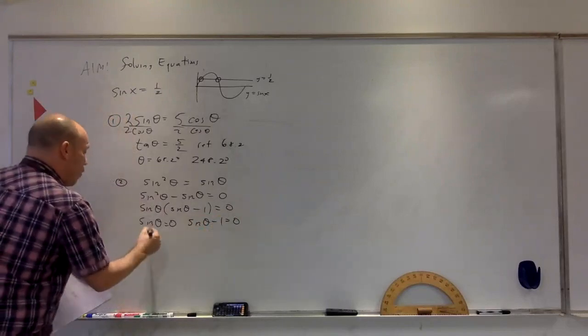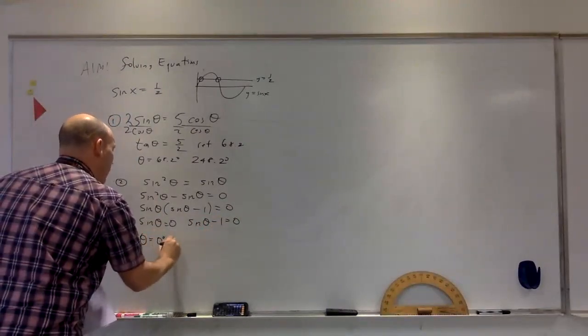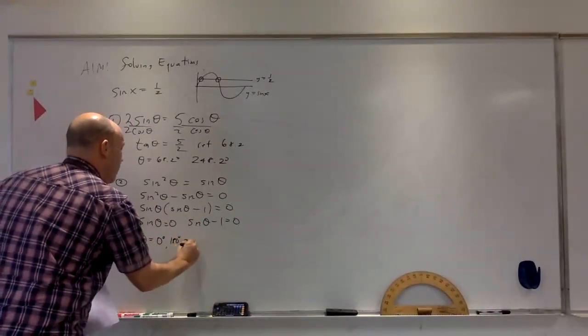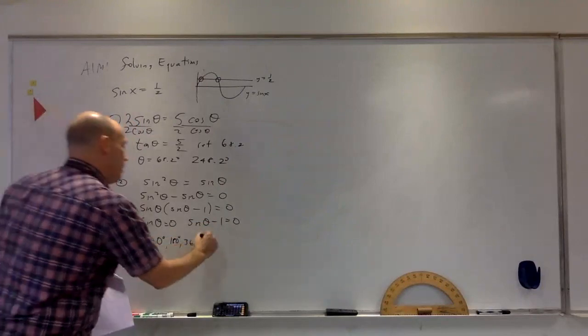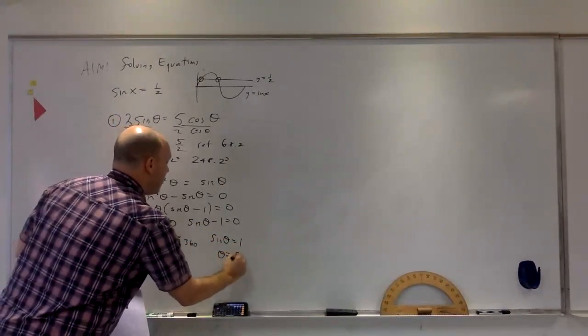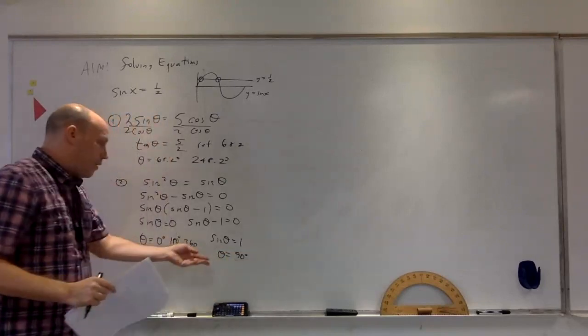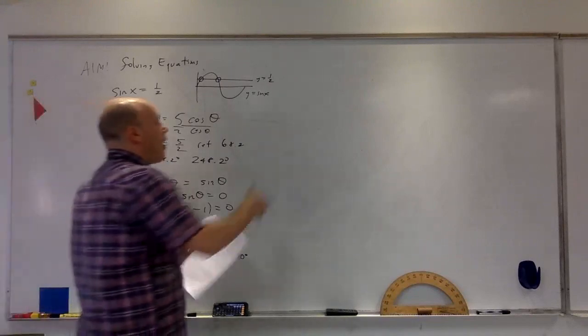And just solve. When sine is 0, theta is 0, 180, 360. And when sine of theta equals 1, theta equals 90 degrees. Know how to do these in radians too. So these are the answers. Very straightforward. Let's try another one like that.